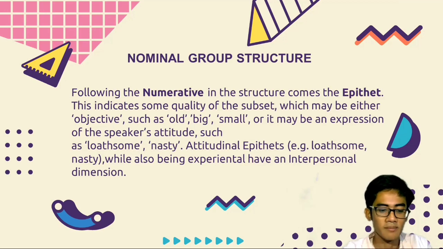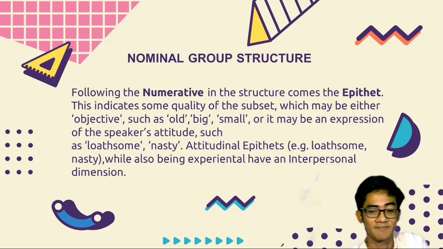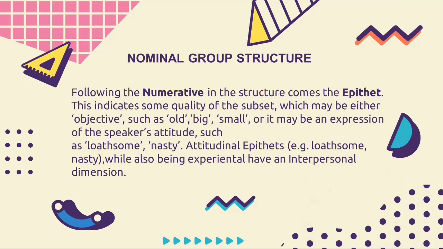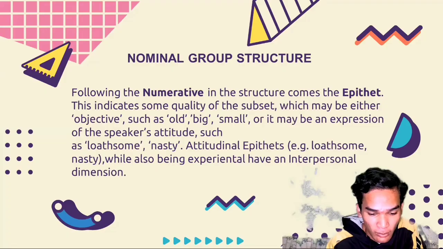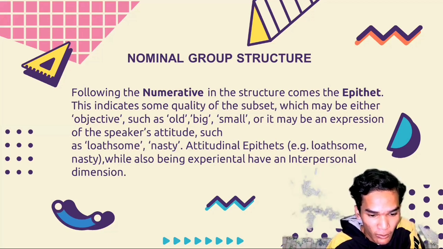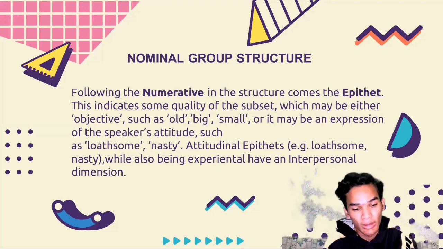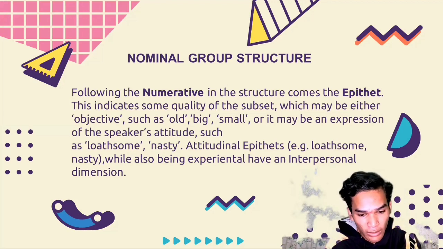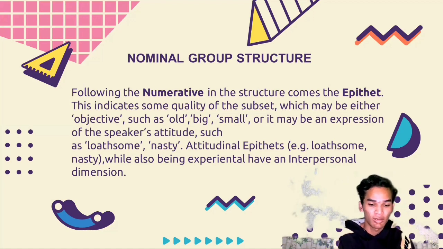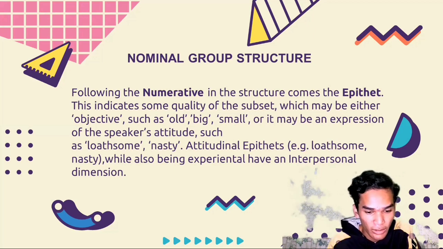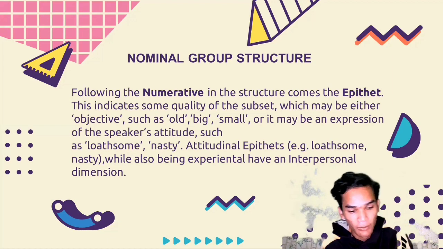The next will be presented by Dicko Reno. Okay, thank you for the time. Nominal group structure: following the numerative in the structure comes the epithet. This indicates some quality of the subset, which may be either objective, such as old, big, small, or an expression of the speaker's attitude, such as loathsome, nasty, attitudinal epithet. Loathsome and nasty will also be experiential and have an interpersonal dimension.